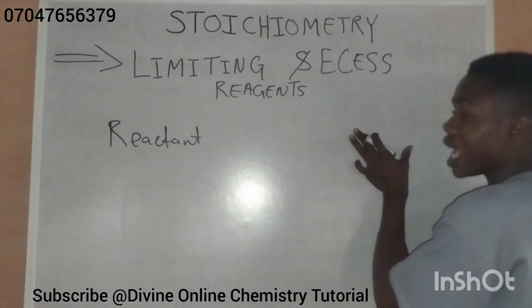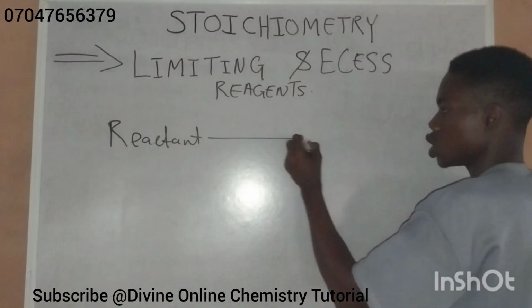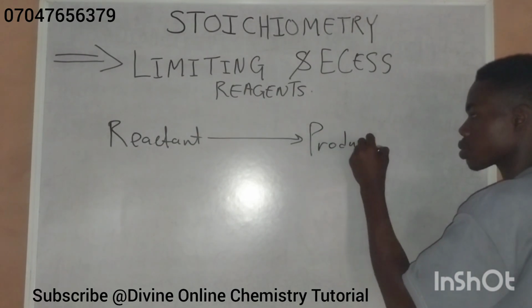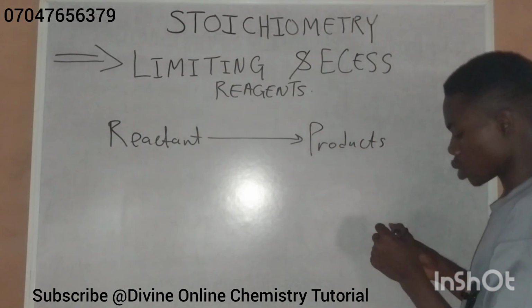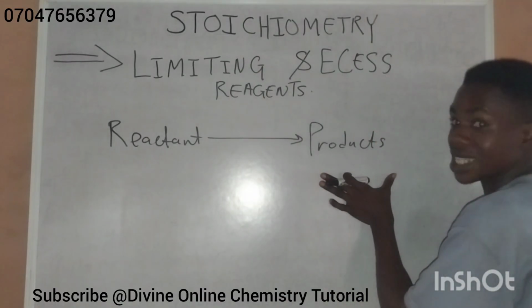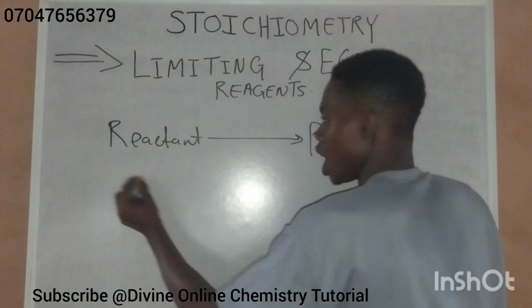While the species at the right-hand side is known as the product. So please take note of this: the one at the left-hand side is known as the reactant, while the one at the right-hand side is known as the product.